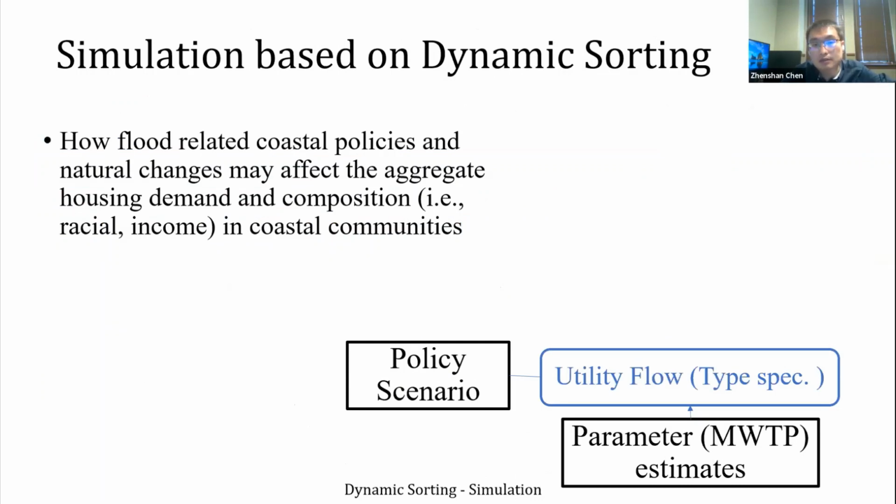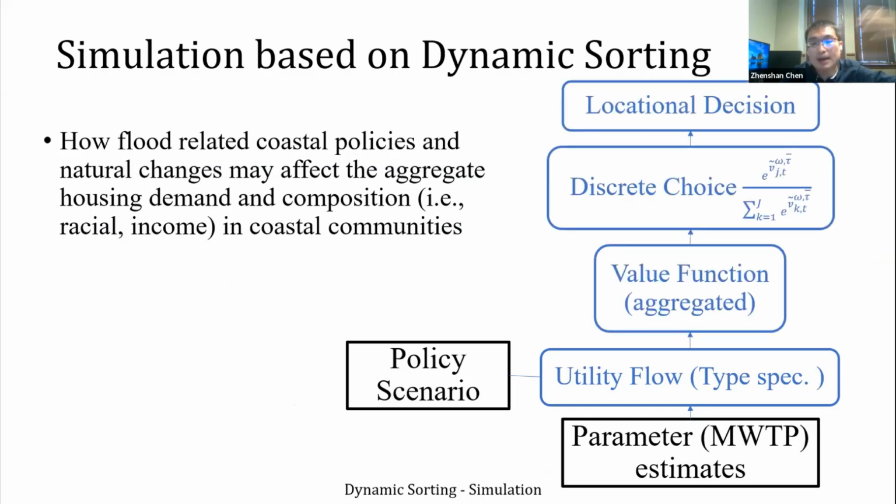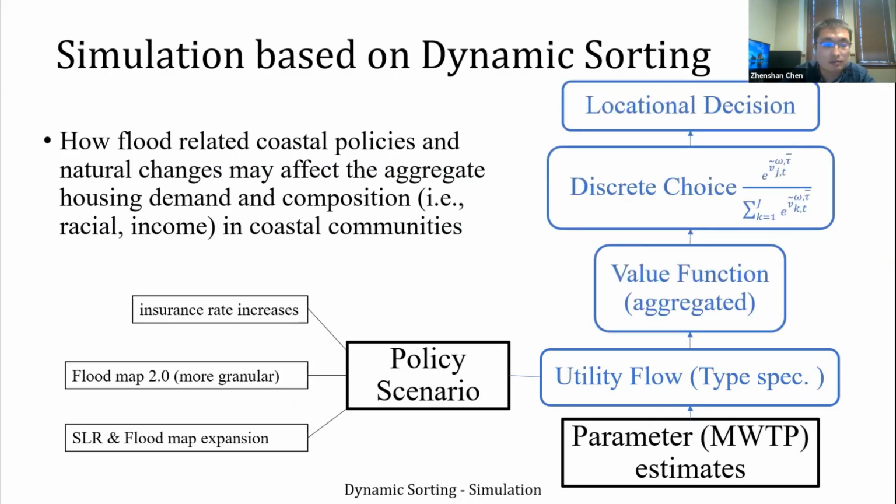So the simulation based on those estimates will kind of go backward, right? We can simulate an increase in the insurance rate. We can simulate the flood map 2.0, that's the more granular flood risk levels. And also we can simulate some natural changes like sea level rise and flood map expansion. All of them can give us some aggregated housing demand changes or composition changes in the coastal communities.